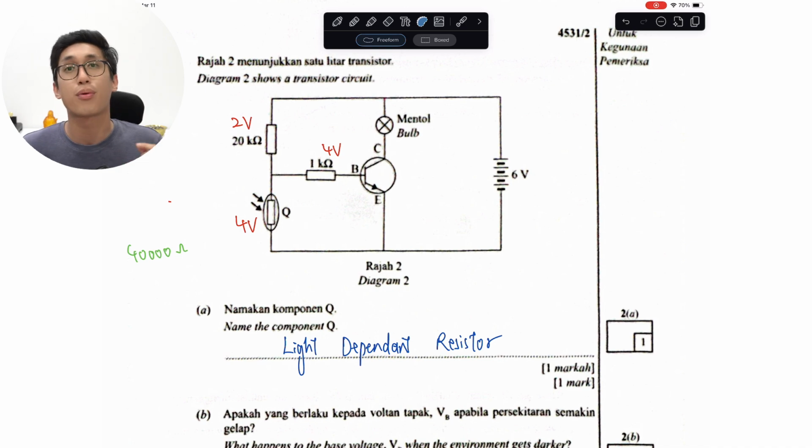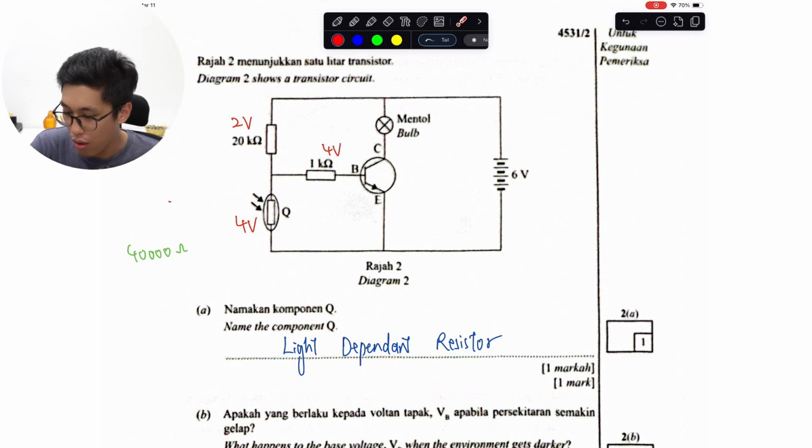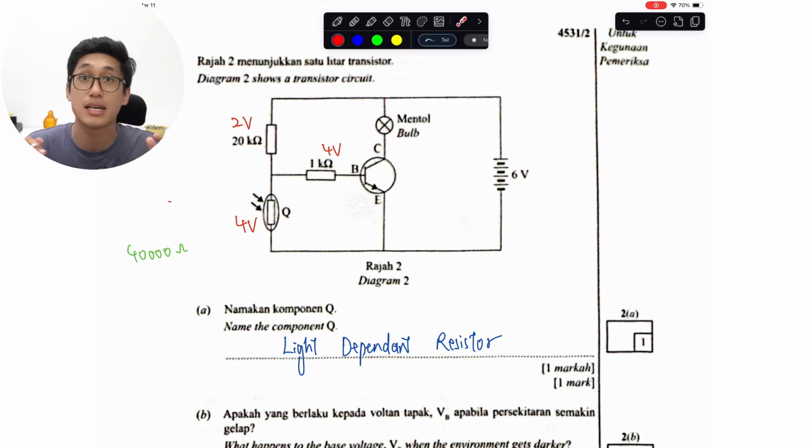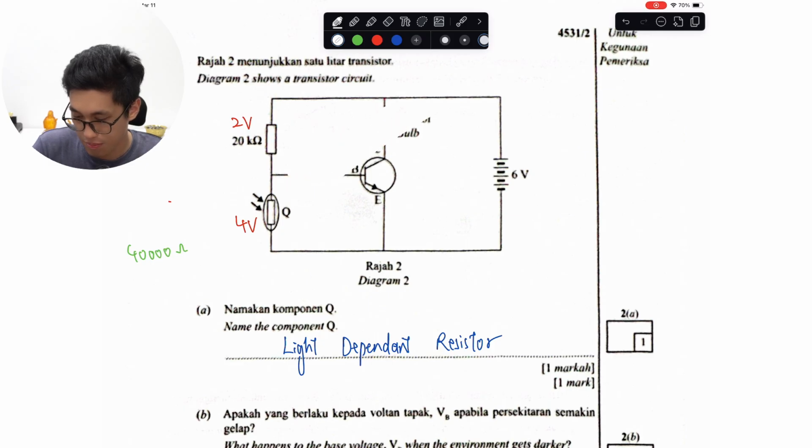Okay, now what's the proper way of doing this? You need to understand how they share the voltage. We call this concept potential divider, because you are dividing the potential difference. So a potential divider works like this. I'm just going to remove the center first so it's not so messy.